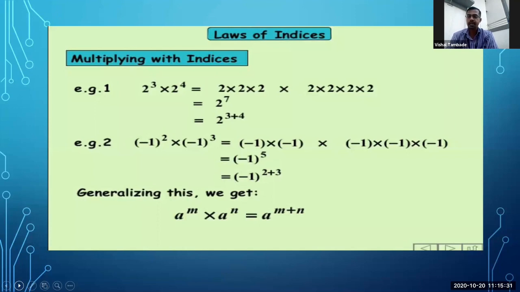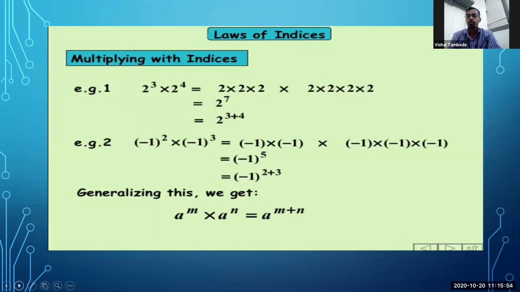What is the base? A, and the power is different. What is the power? The power is m and n. Then you have to add the power. This law says that if the base is the same and the power is different and the operation between them is multiplication, you have to add the power.